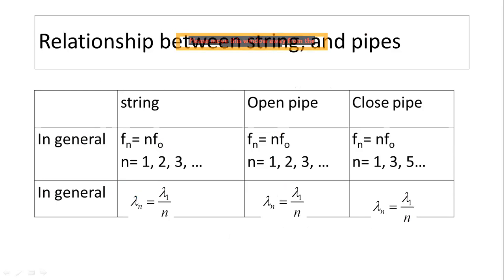Okay, so the general equation is the same for open pipe and string. For closed pipe, slightly different. This is odd harmonics: 1, 3, 5, 7, all that. Same formula.